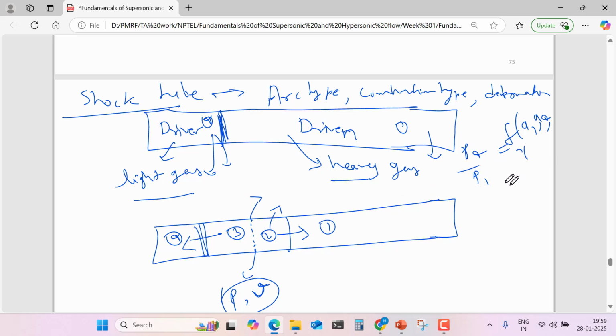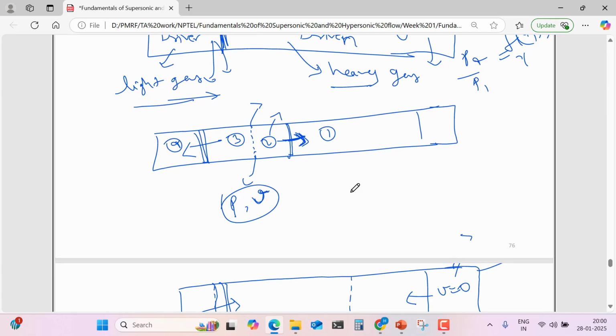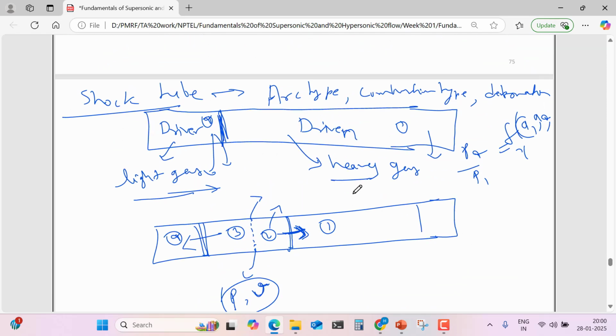So if we use a light gas in the driver, then we can get a high shock Mach number, which will make the stagnation gas have high pressure and temperature. It will be useful for generating the flow. So generally light gas is used here. Any other doubt?